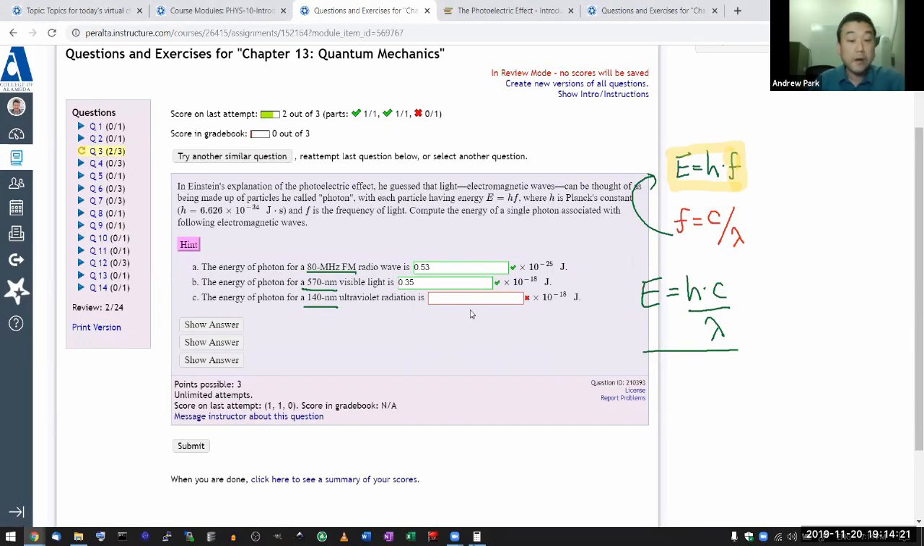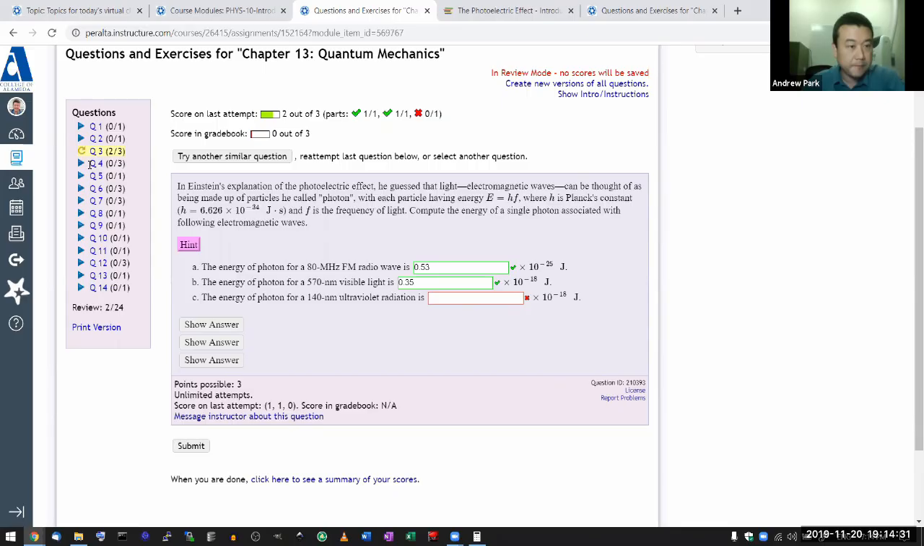For part C, you follow the same procedure. You just use different numbers. So hopefully all that makes sense. Let me go through the rest of these questions here.